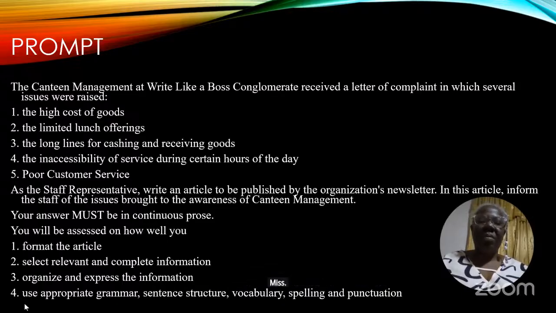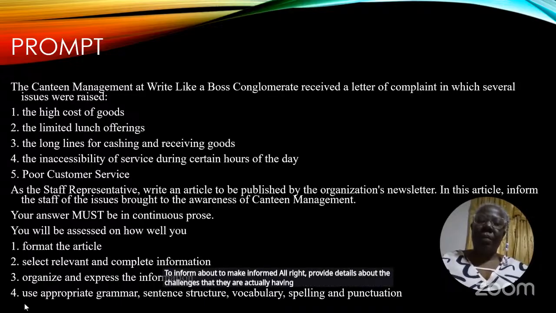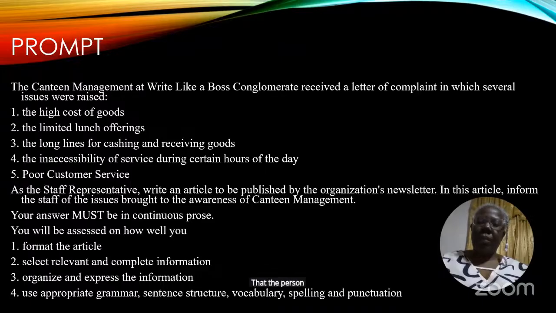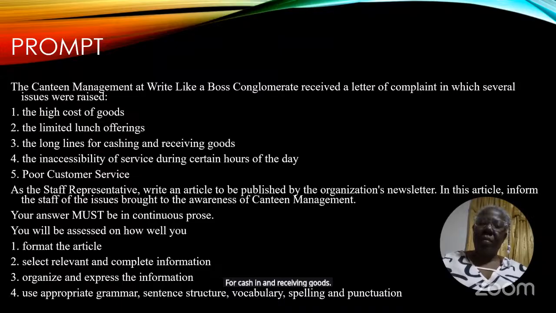Miss, I would say to write an article to inform, to provide details about the challenges that they're actually having and raise awareness about the whole situation that the person had listed up here. So tell me the issues. Well, I see where it said the high cost of goods, limited lunch offerings, long lines for cashing and receiving goods, the inaccessibility of service during certain hours of the day, poor customer service.